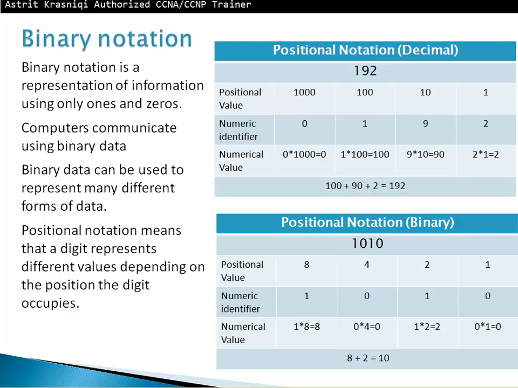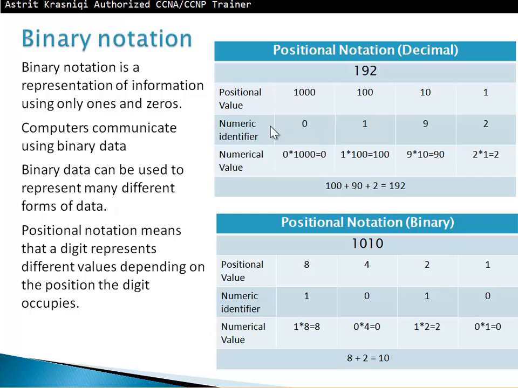Positional notation means that a digit represents different values depending on the position the digit occupies. So we see the positional notation for decimal numbers. We know, for example, 192. How do we know that it's 192? Because of the position where the numbers are located.